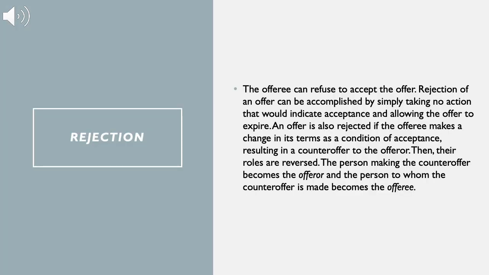Rejection. The offeree can refuse to accept the offer. Rejection of an offer can be accomplished by simply taking no action that would indicate acceptance and allowing the offer to expire. An offer is also rejected if the offeree makes a change in its terms as a condition of acceptance, resulting in a counteroffer to the offerer. Then their roles are reversed. The person making the counteroffer becomes the offerer, and the person to whom the counteroffer is made becomes the offeree.